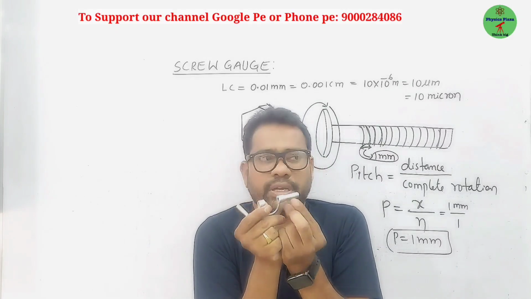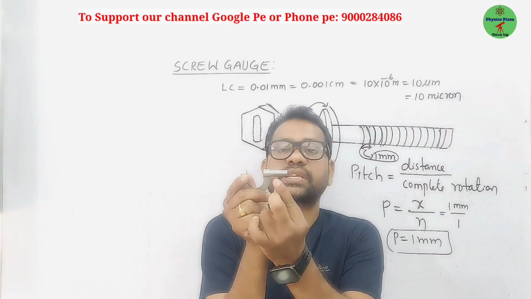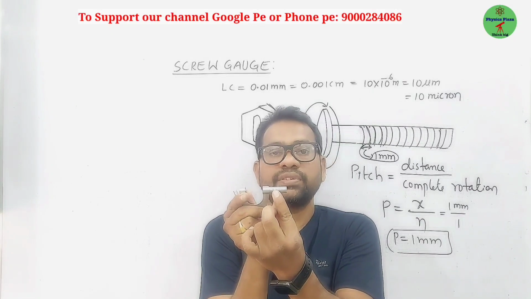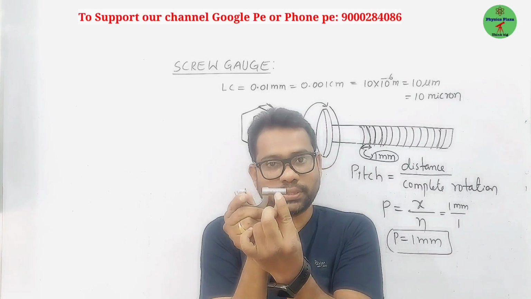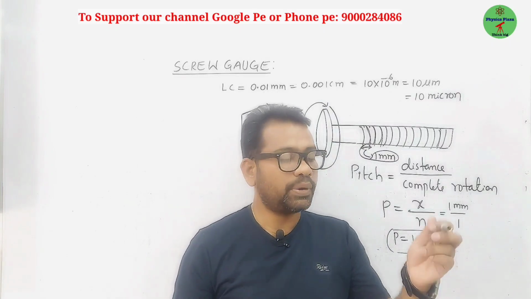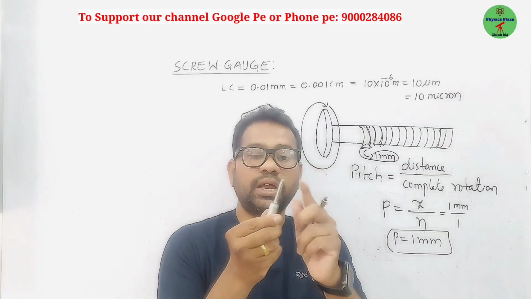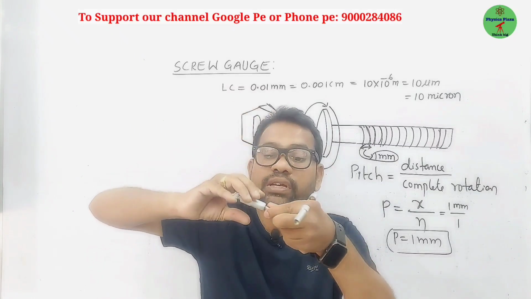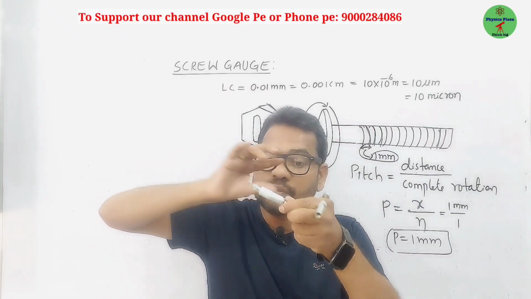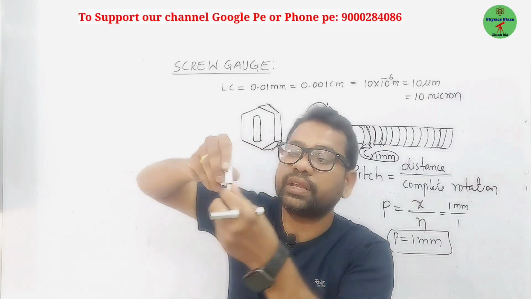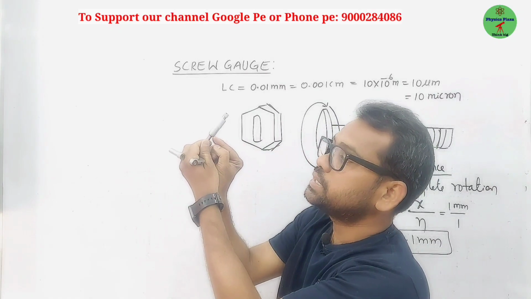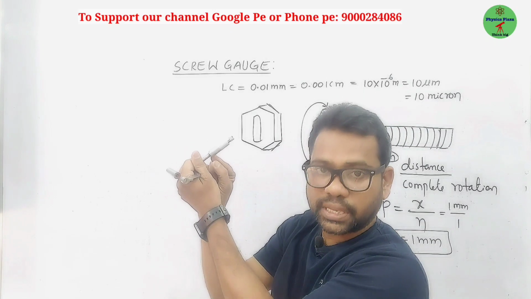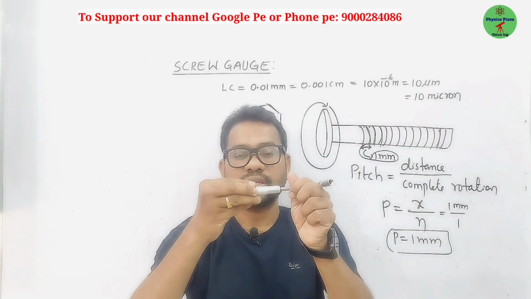In some textbooks it is also written as the pitch scale. It is a main scale, usually calibrated in millimeters. One division is equal to 1 millimeter. Apart from this, there is a nut covered by a metal sheet, a metal cylinder on which one more scale is designed. I'll try to show it on the screen also. This we call the circular scale, and this last part we call the thimble.